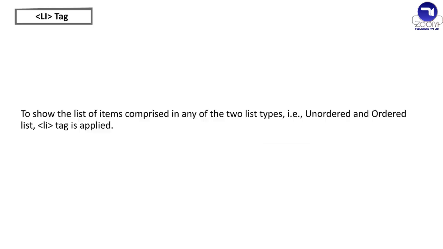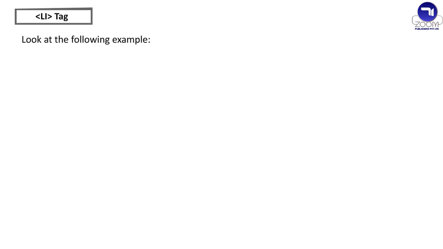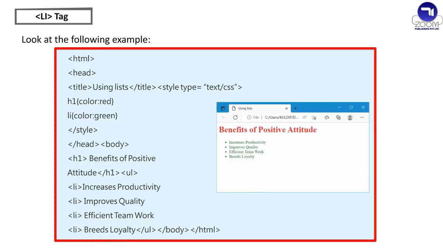LI tag. To show the list of items comprised in any of the two list types, that is, unordered and ordered list, the LI tag is applied. Look at the following example.